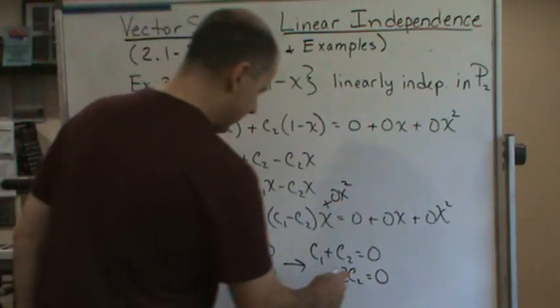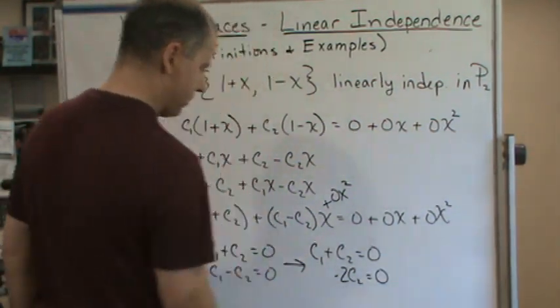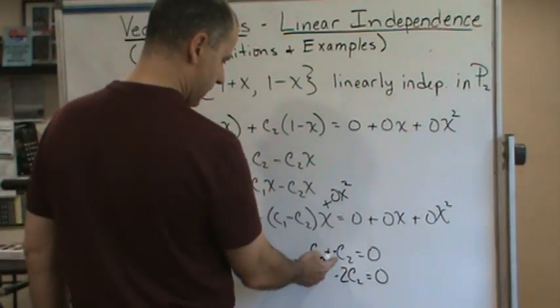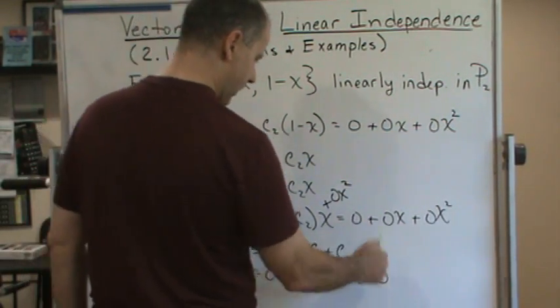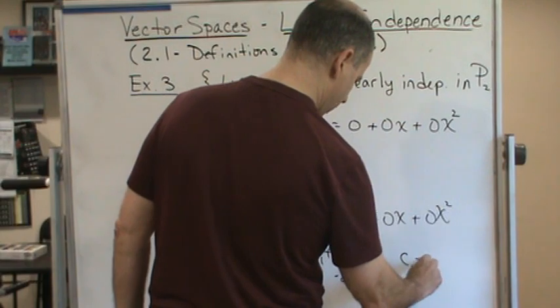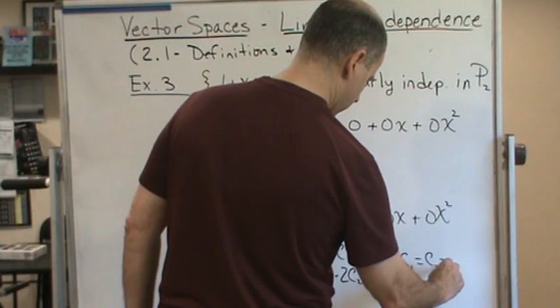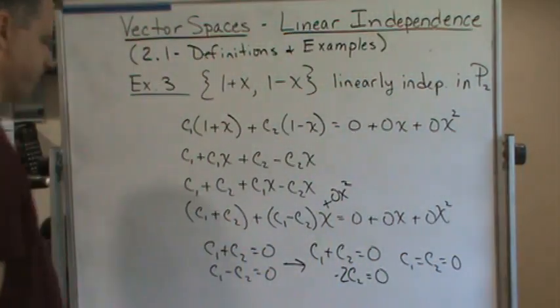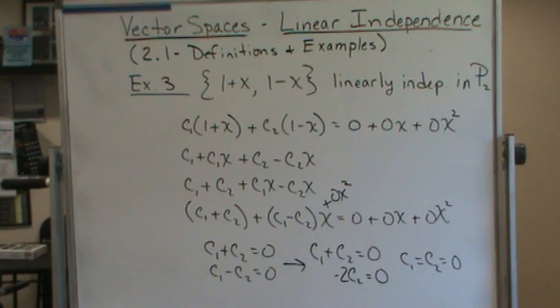Well, we get C2 has to equal 0, and up here if C2 is 0, then C1 ends up being 0, and so we get C1 is equal to C2, which is equal to 0. And so we just showed that the set of x plus 1 and 1 minus x is linearly independent. All right, that's it.